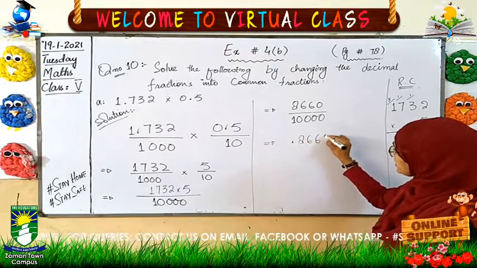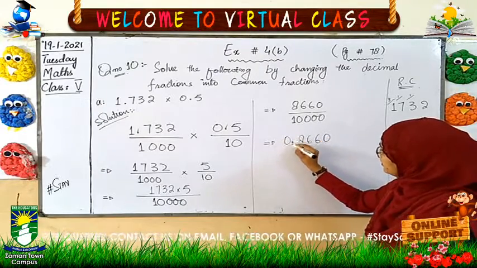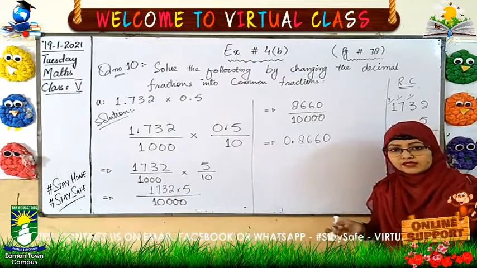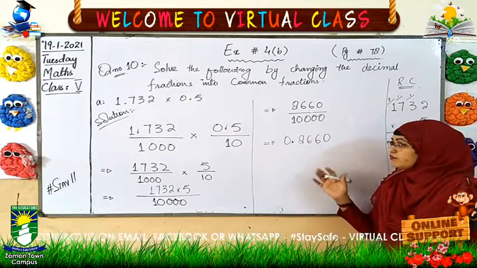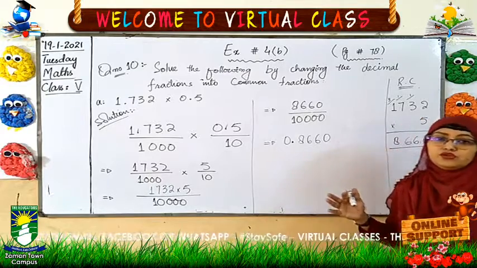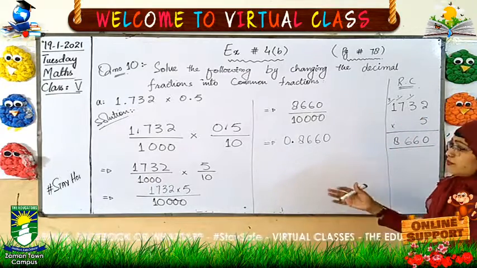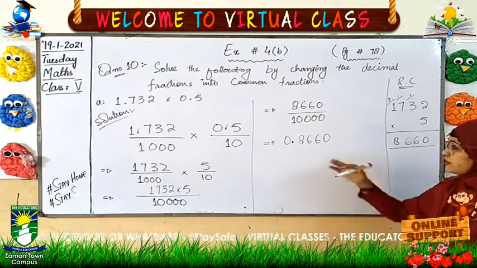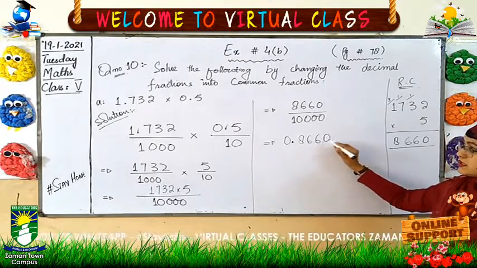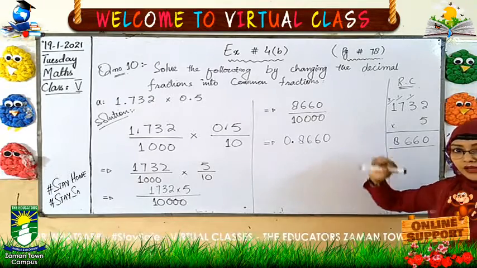6, 6, 0. Here we will make a point, with 0 before the point. As we have studied, before the point there is no value of 0. We can write many zeros before the point, but there is no value of 0 before or after the point if there is no digit. So the answer will be 0.8660.